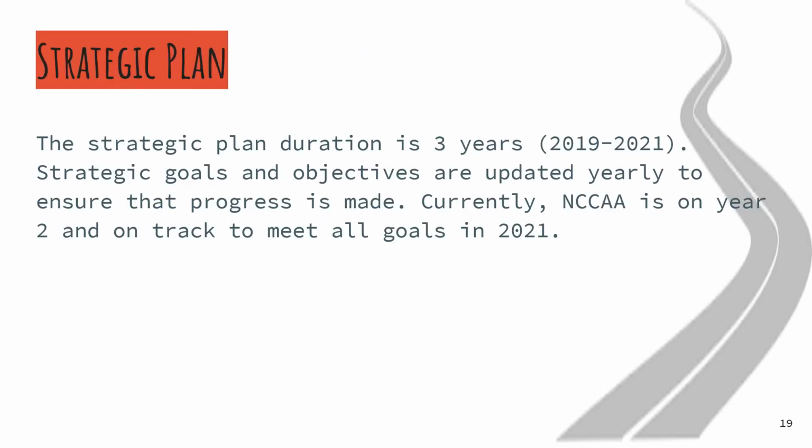So, strategic plan. The strategic plan duration is 3 years. Currently, we're working on the 2019 through 2021 strategic plan. Strategic goals and objectives are updated yearly to ensure that progress is made. Currently, NCCAA is on year 2 and on track to meet all goals in 2021.